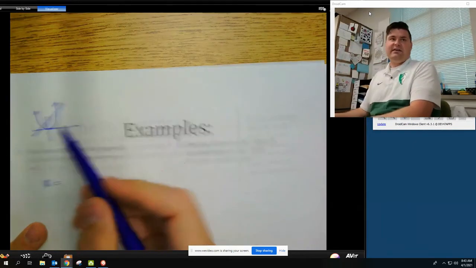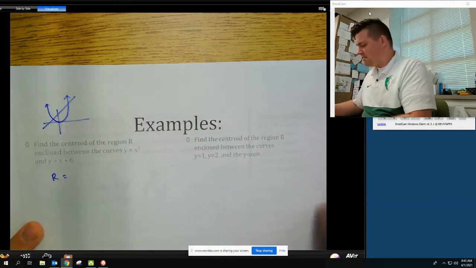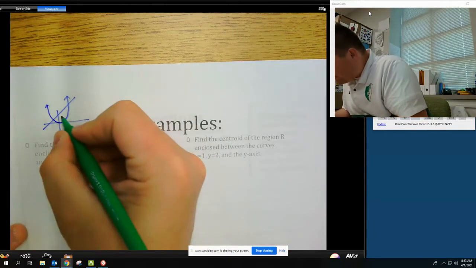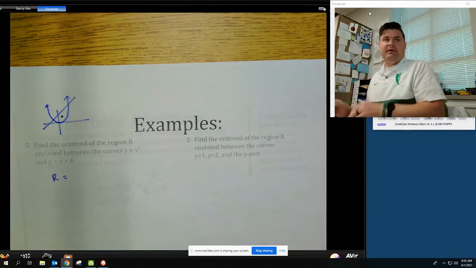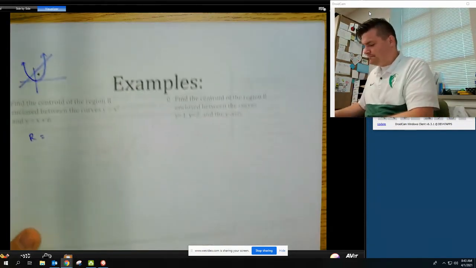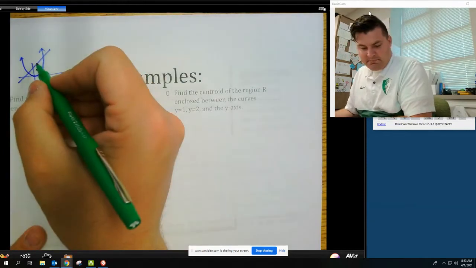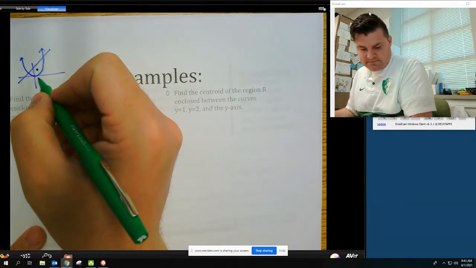So I'm trying to find the centroid of this, which, if I was a guessing person, is somewhere in here-ish. Somewhere in there. So to find r, I have to integrate. I'm going to do top minus bottom. Okay? So I'm going to integrate.